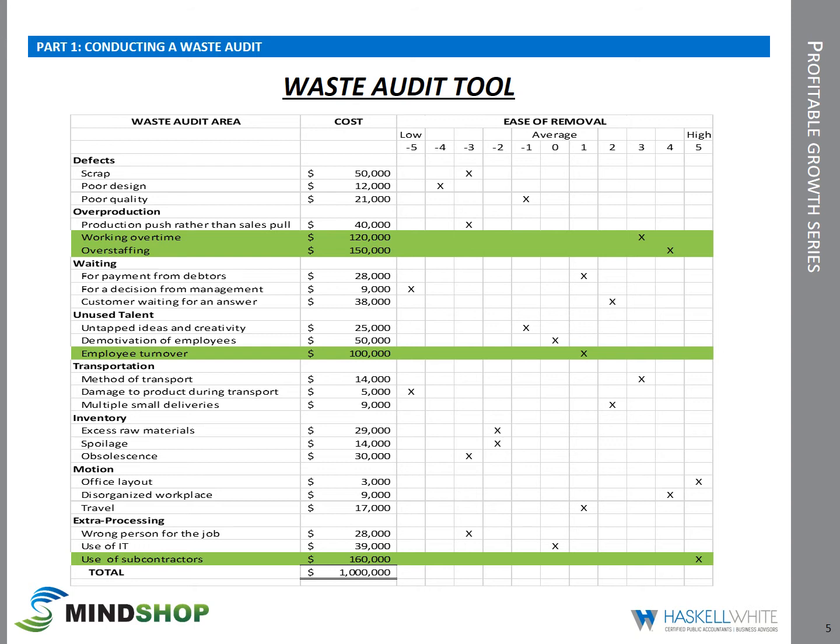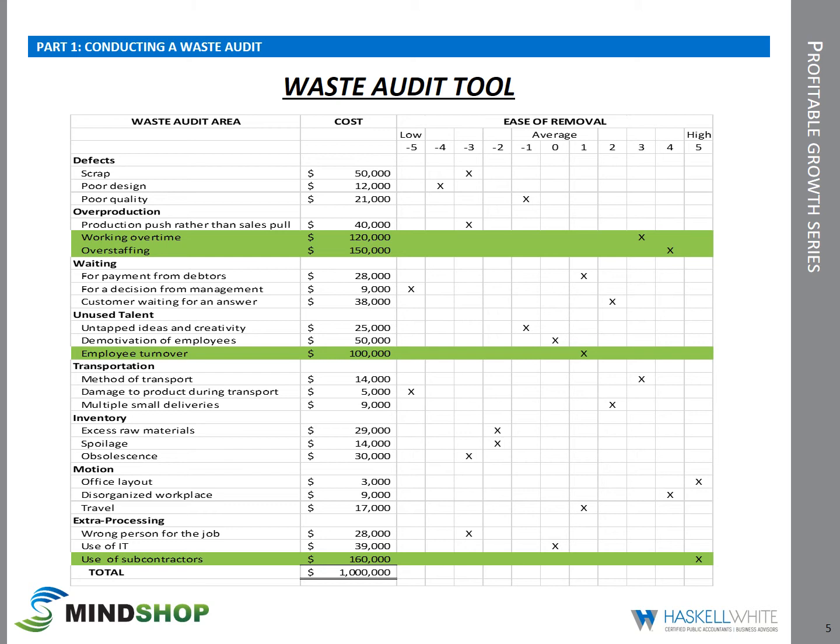The rest of the columns are really important because they represent the ease of removal on a scale of -5 to +5, where -5 is there's no way we're ever going to fix this, and +5 is a quick, easy win. This tool helps us with the Pareto principle, also known as the 80-20 rule. We want to focus on getting the best bang for our buck. So what's the easiest thing that we can do that will save us the most amount of money?